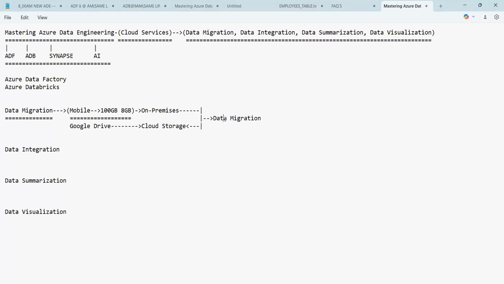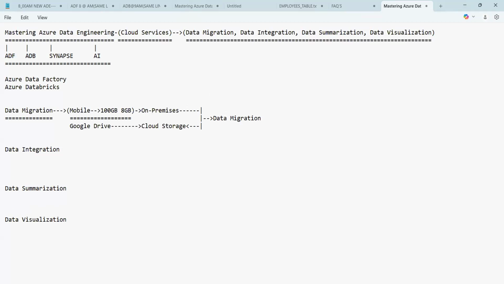Data migration. So now the data migration can be done here by using ADF as well as ADB. Okay, guys. The data migration can be done by using what, guys? ADF or ADB. We can do it here, guys. Okay. Now, guys, the next one is called as what?